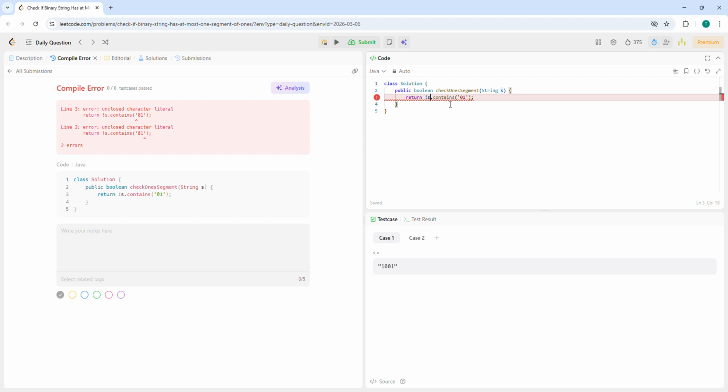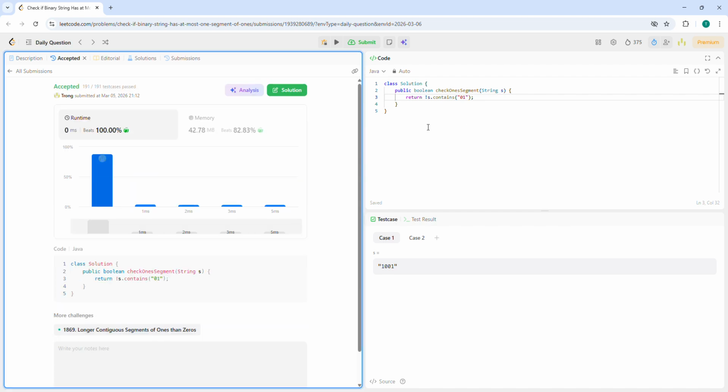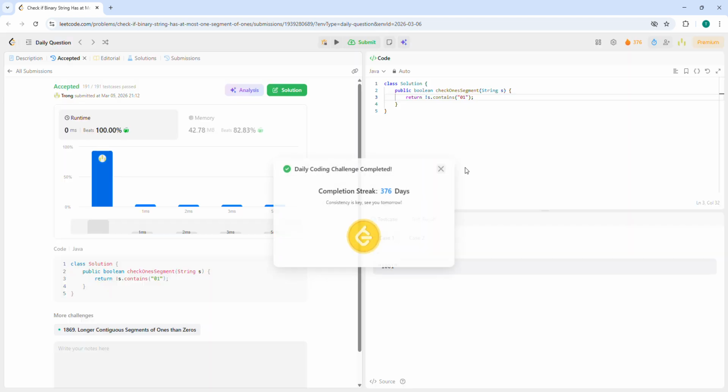Return S does not contain the substring. Alright, there you go, accepted.